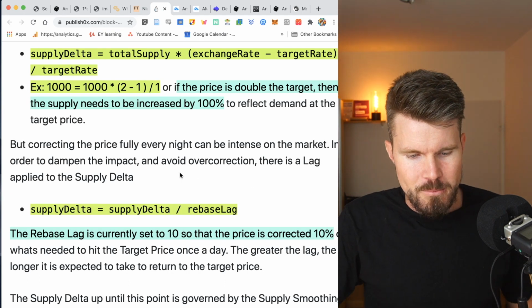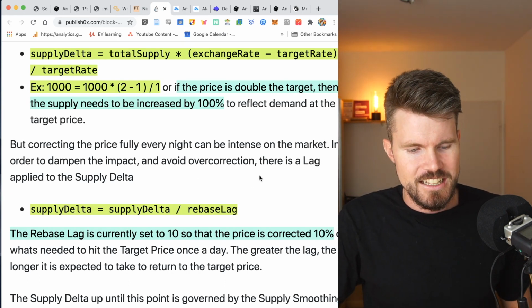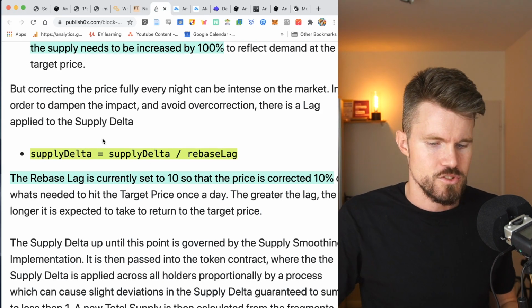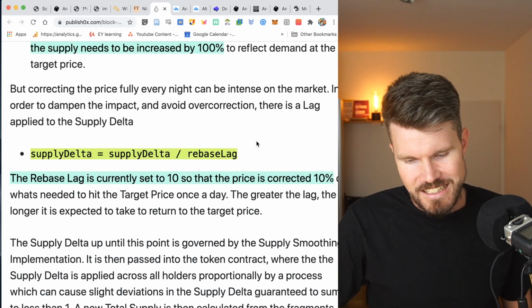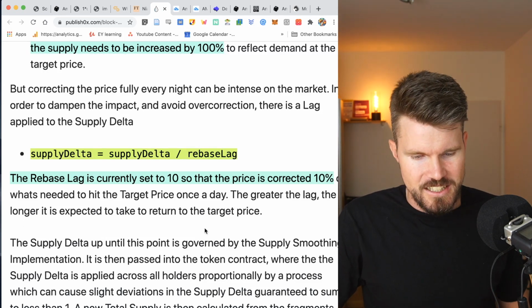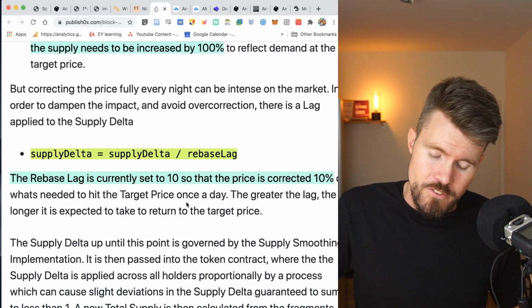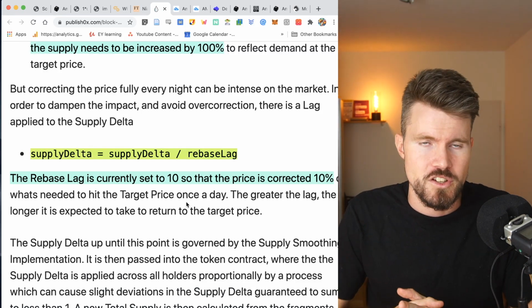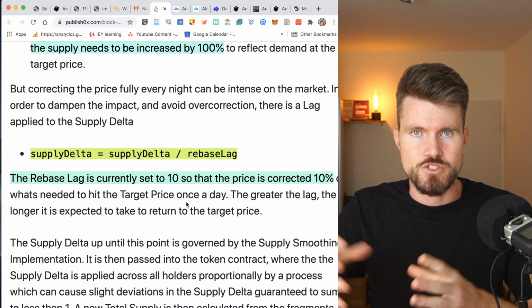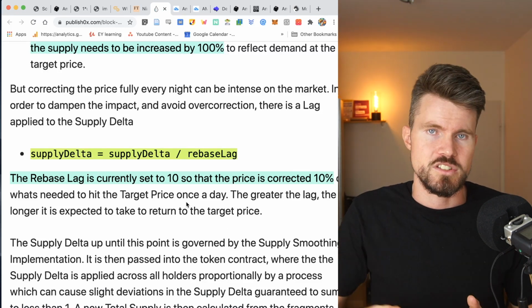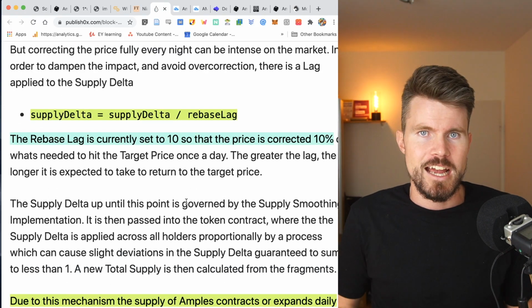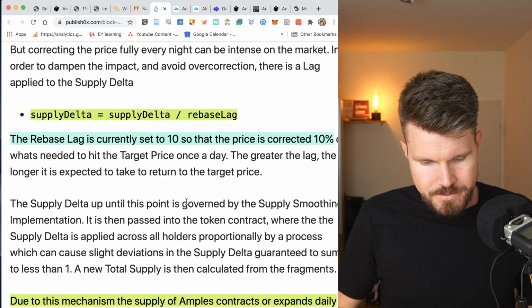In order to dampen the impact and avoid overcorrection, there's a lag applied to the supply delta. So supply delta is equal to supply delta divided by rebase lag, and this rebase lag is set to 10. What that means is, if the price is at $2, then the amount of circulating supply will be increased so that the price goes down to $1.80. So a reduction of 10%. And the same happens if the price is below $1.